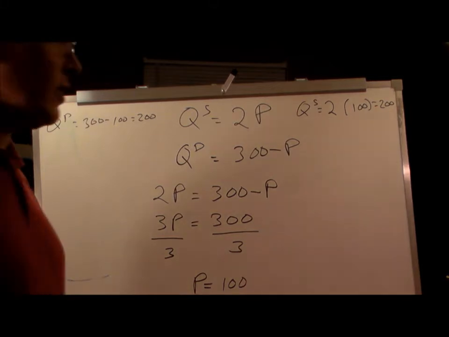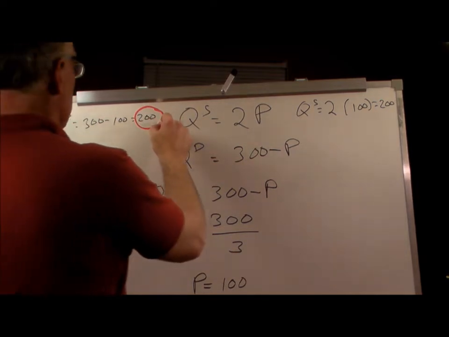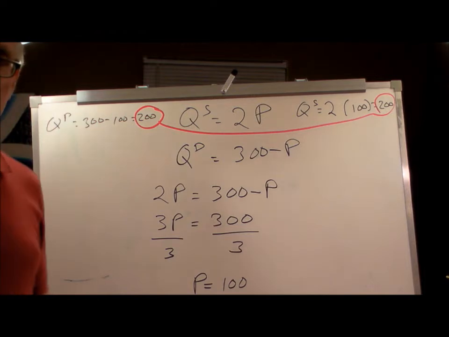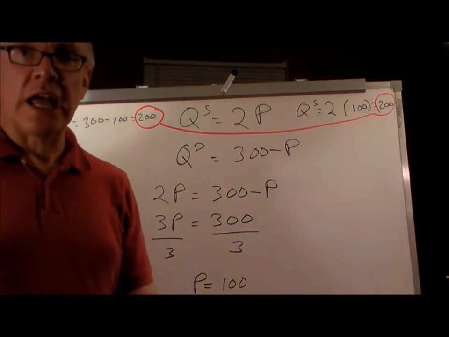We have success here that the quantity demanded equals the quantity supplied. So we have a solution that makes sense. So that's the answer to part A.